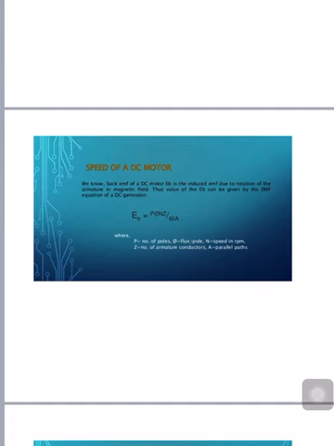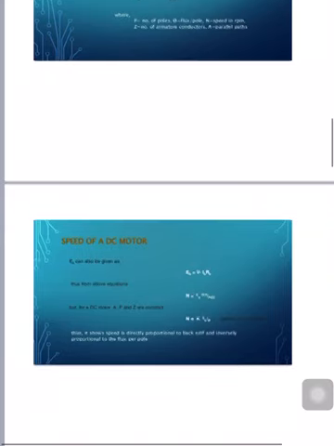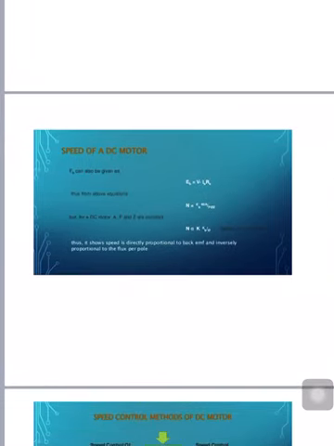Already we know the back EMF expression for a DC motor is equal to phi Z N by 60 into P by A, and the induced EMF is due to rotation of the armature in the magnetic field. The value of Eb can be given by this expression. We know Eb equals phi Z N by 60 into P by A, where P is the number of poles, phi is flux per pole, N is speed in RPM, Z is the number of armature conductors, and A is the number of parallel paths. We also know that Eb can be written as Eb equals V minus Ia Ra.